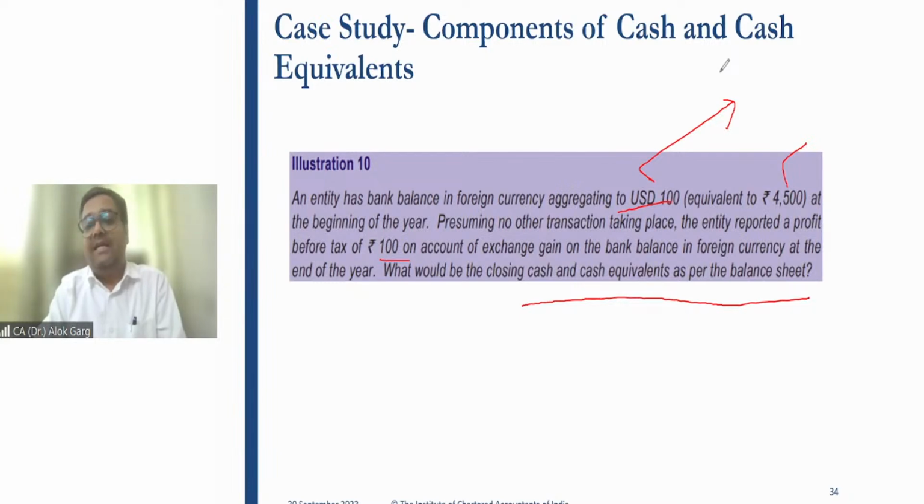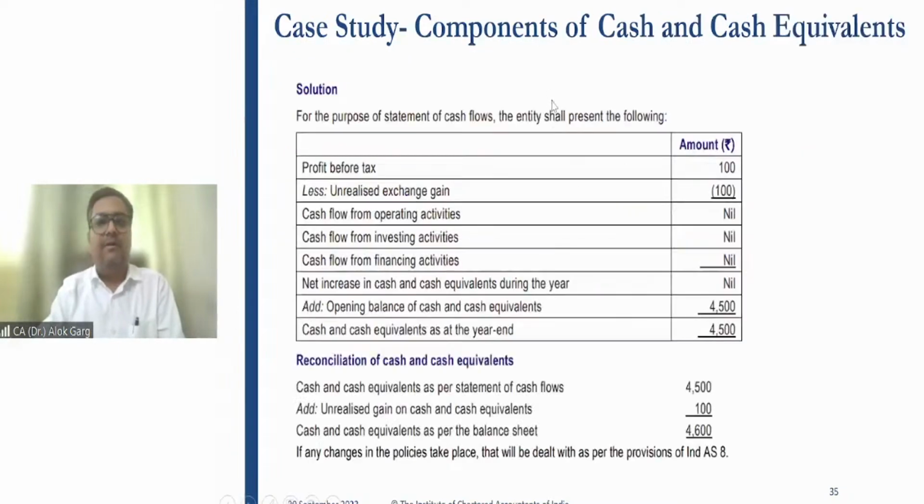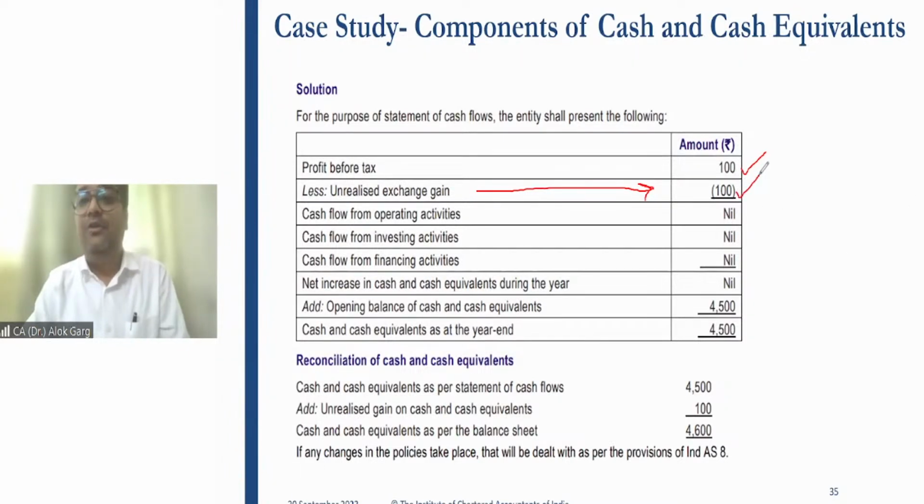What would be the closing cash and cash equivalent as per the balance sheet, and how will you disclose it in the cash flow statement? So friends, in this case, what is your profit? Profit before tax is 100. There is an unrealized exchange gain. It is a non-cash item, 100, which we need to adjust.